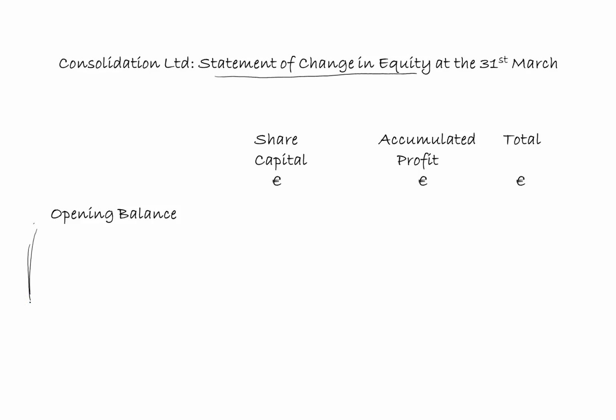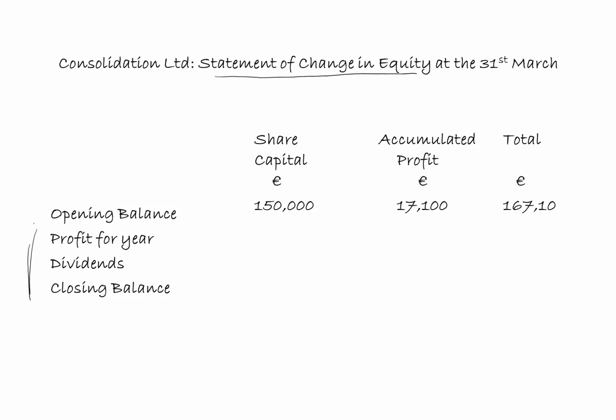And in this question, we have two things that are changing, and they're fairly common things you'd usually have. You have the profit that's made for the year, the retained profit, that's the figure at the bottom of our income statement, and you'd have any dividends that are paid out, so that would be subtracted. And that'll give us the closing balances. So if I just pop in the figures from the trial balance, we can see the opening balance: 150,000 for the share capital, 17,100 for the accumulated profit, giving the total equity of 167,100. We're going to add on to that the profit for the year.